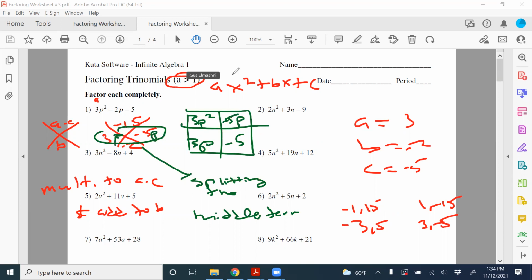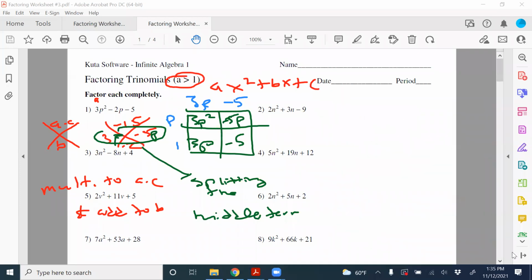Now what you do is you figure out what you can factor from each row and each column. The first row, I see that there's a p in common. The second row, nothing's in common, so I put a 1. The first column, I see there's a 3p in common. And the last column, I see a negative 5 in common. So now I could say that the final answer is p plus 1 times 3p minus 5.